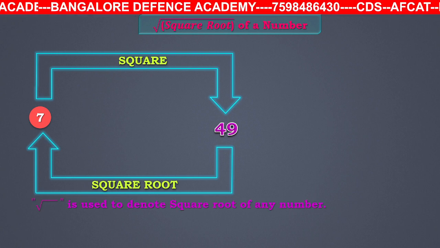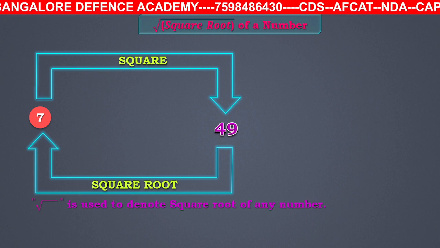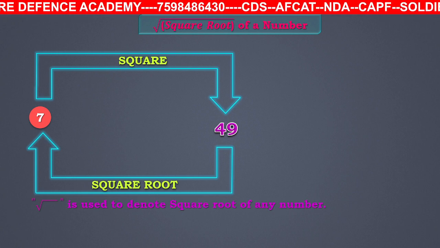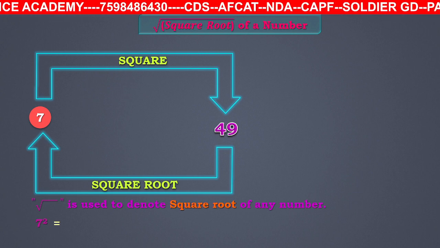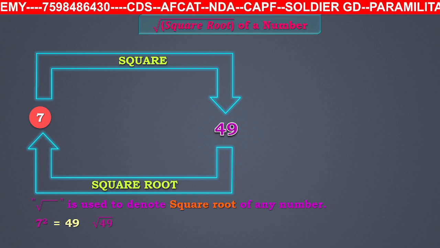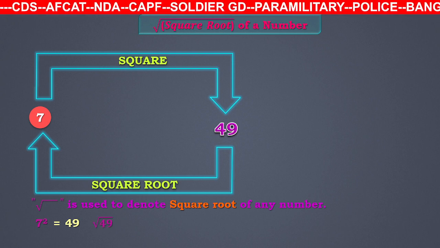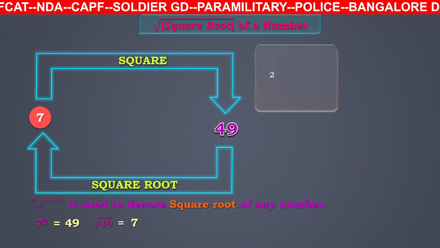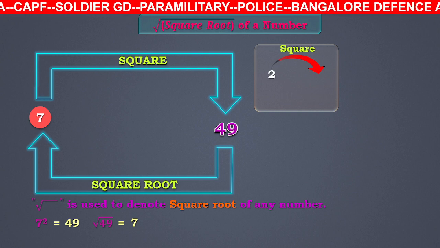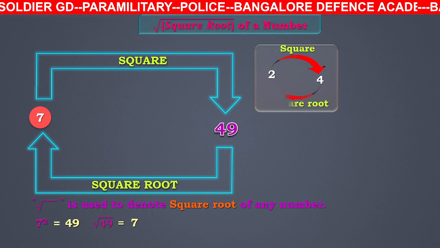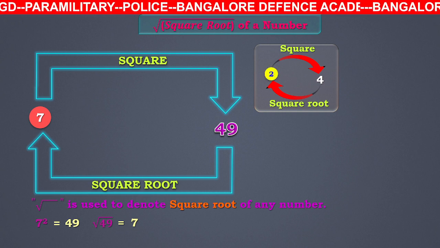And this is the symbol. You can see this is the symbol used to denote the square root of any number. Okay, so 7 square is equal to 49. And the square root of 49, this is how I'm going to write. Square root of 49 is equal to 7. Okay, so if I ask you what is 2 square, that is 4. And if I ask you what is square root of 4, that is equal to 2.